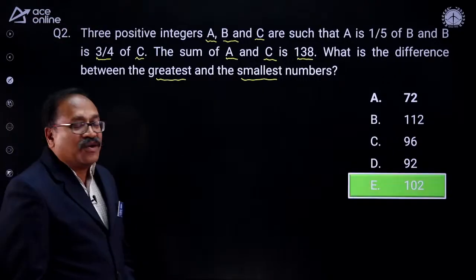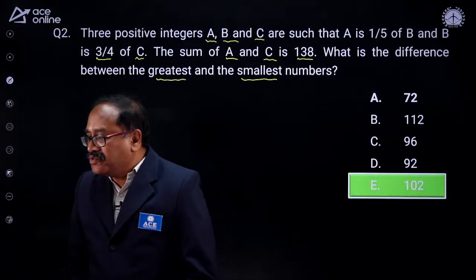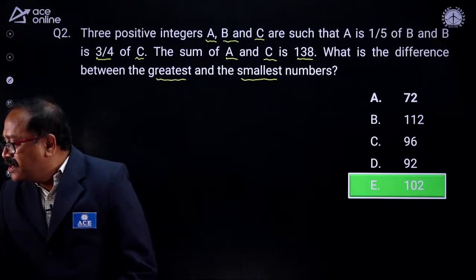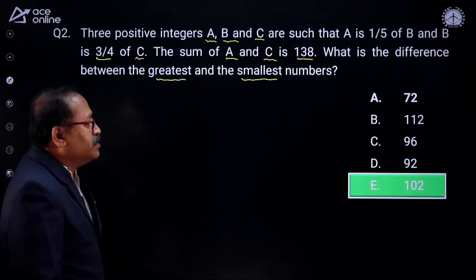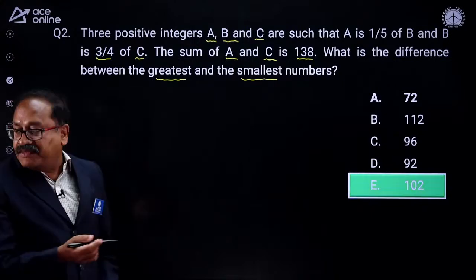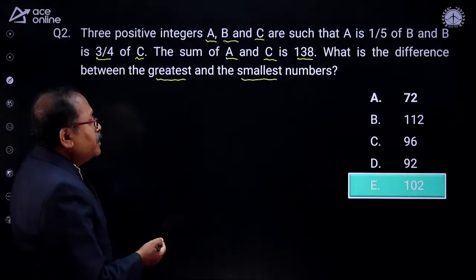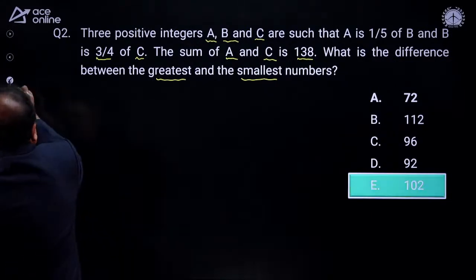Let me check that. Option E, this is 102. Appal Naidu, you said option B or something like that. Okay, not to worry, option E, that's right. So look at this one.